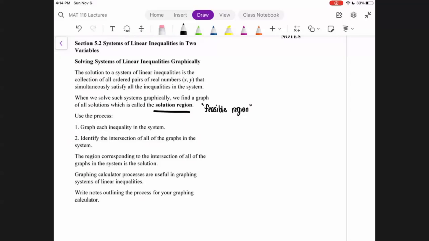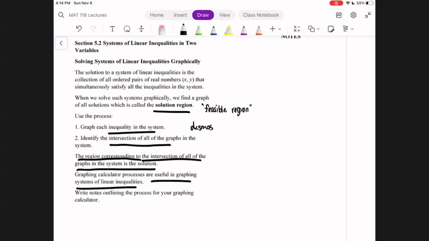The process is you graph each inequality. You can use Desmos for this. Desmos is very good with keeping track, especially shading. If you graph multiple things, it'll shade on top of each other and look a little bit different. Identifying intersections, Desmos also does this very well. So the region corresponding to the intersection of all the graphs, remember where all the shaded areas are intersecting, that is the solution. So anything in that would work to satisfy all those inequalities. Graphing calculators are very useful, or Desmos, right?